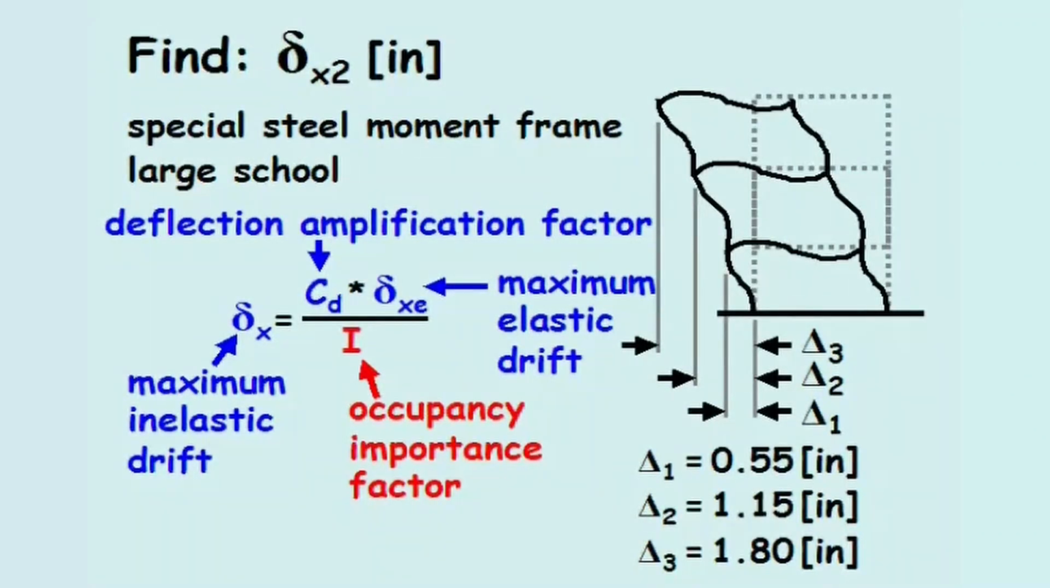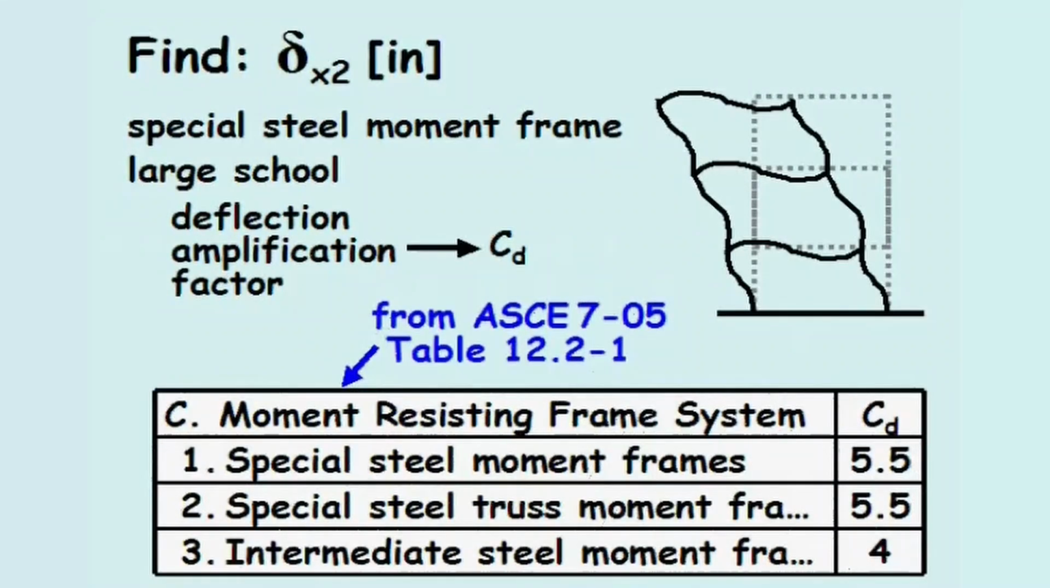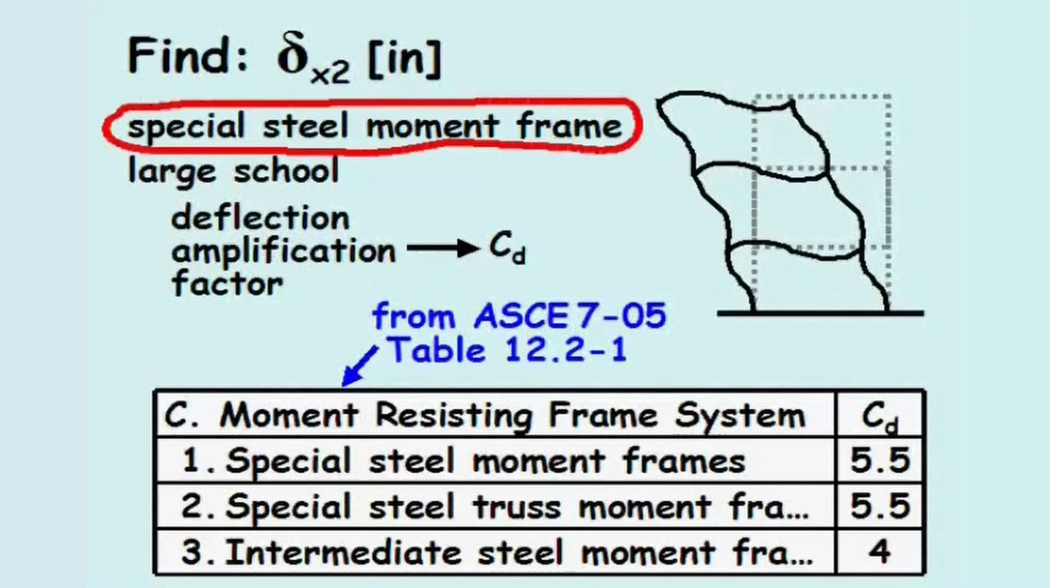We'll begin by solving for the deflection amplification factor. To do so, we'll turn to Table 12.2-1 in ASCE 7, which lists CD values for different seismic force resisting systems. Since the school is constructed with a special steel moment frame, the deflection amplification factor equals 5.5.